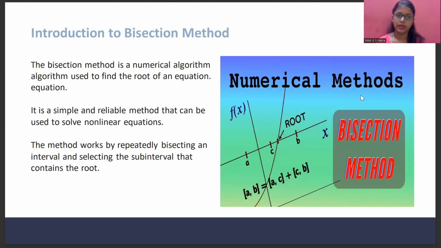Introduction to the bisection method. The bisection method is a numerical algorithm used to find the root of an equation. It is a simple and reliable method that can be used to solve nonlinear equations. The method works by repeatedly bisecting an interval and selecting the subinterval that contains the root.